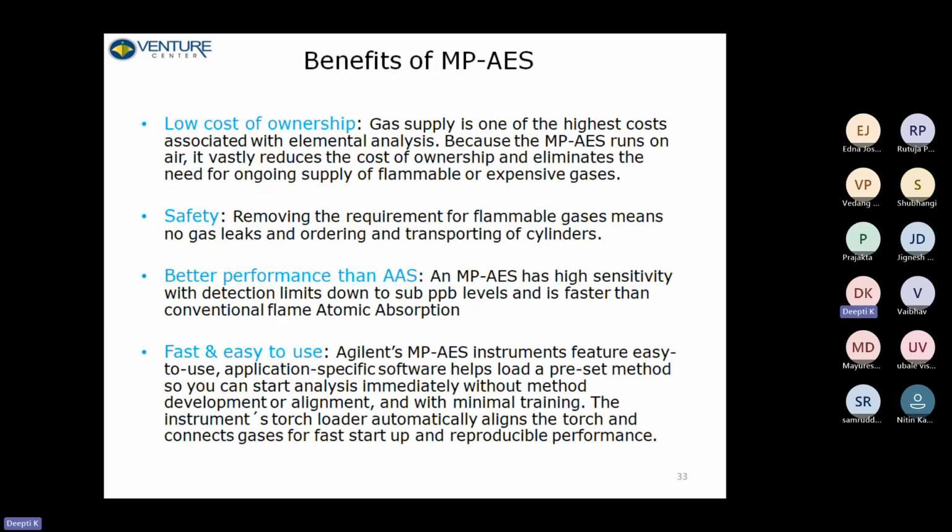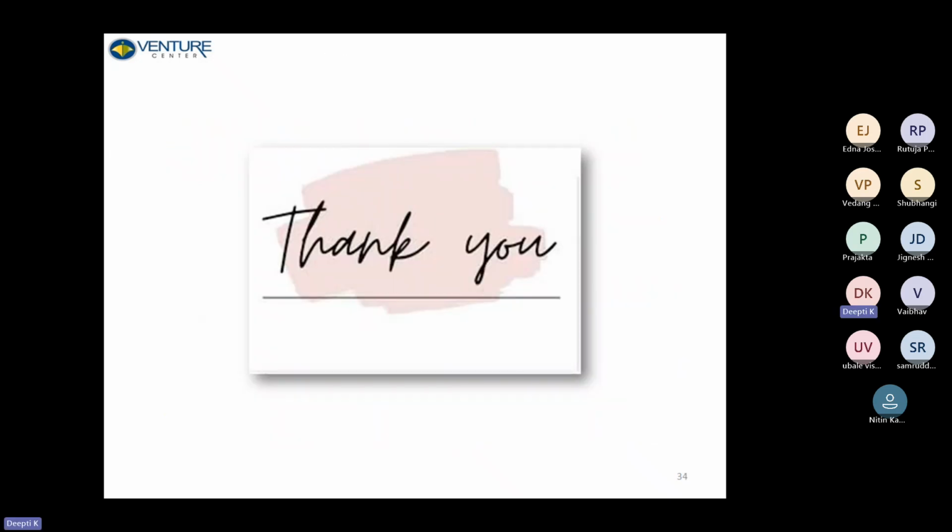Our delivery times are very low. We target our turnaround times to around 4 to 5 days. Once the sample has been received, within a maximum of 3 to 4 days, you should be getting the results. So this is what we take pride in. And with this, I end the session.